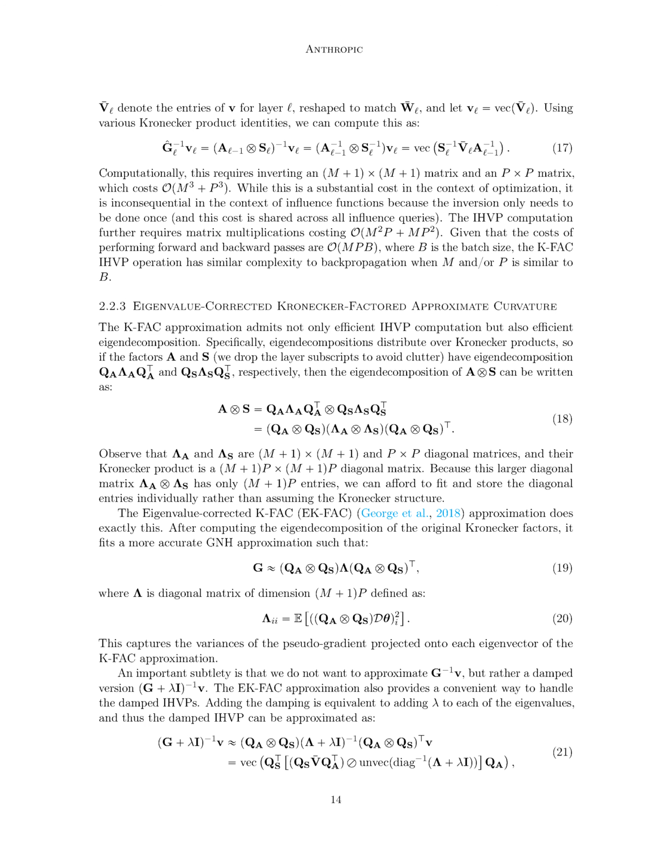Section summary. The Eigenvalue-corrected Kronecker-Factored approximate curvature (EK-FAC) approximation allows for efficient computation of eigendecompositions by distributing them over Kronecker products. By fitting a more accurate G and H approximation, the EK-FAC approximation captures the variances of the pseudo-gradient projected onto each eigenvector of the K-FAC approximation. Additionally, the EK-FAC approximation provides a convenient way to handle damped Inverse-Hessian-Vector products, IHVPs, by adding the damping to each eigenvalue.